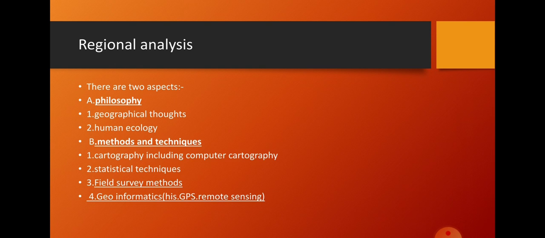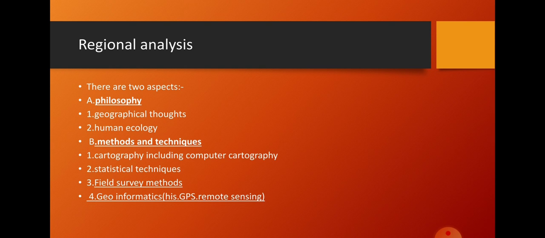Now under this philosophy of geography we have geographical thoughts. Geographical thought is a subject which has some ideas of geography. Suppose who first coined this term, who first developed the concept of geography, what were the ideologies of geography, or what were the initial things about geography. That is the geographical thought. The next one is human ecology. Human ecology means here they are discussing the interaction between the land and humans.